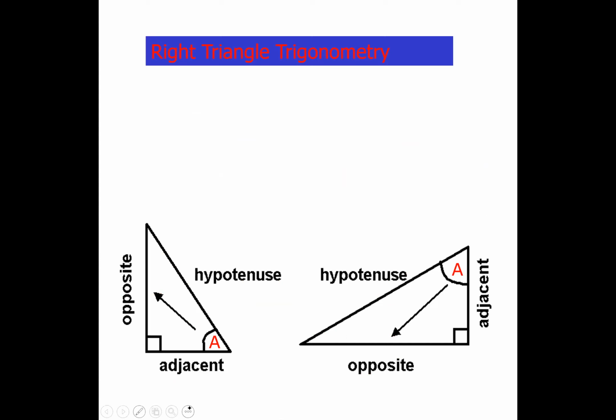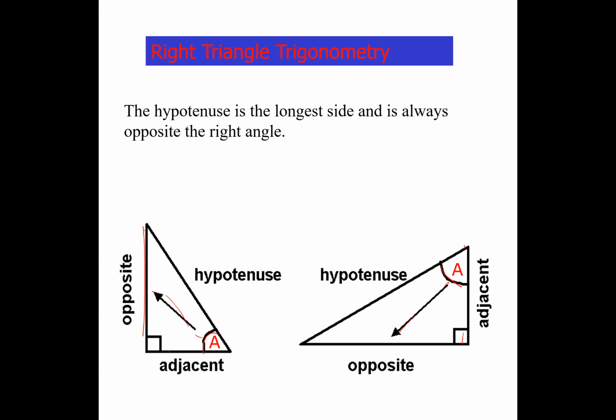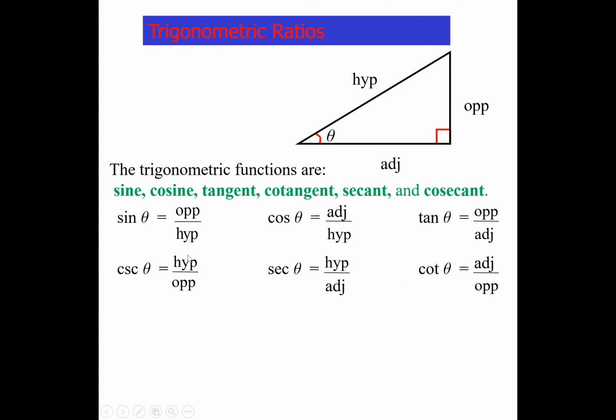Here is the opposite and here is the adjacent according to different angles. That means if the position of this angle is like that one, this is opposite and this is adjacent. If the angle is here, then the opposite is this side and the adjacent is this side. The hypotenuse is the longest side, which we know. Here are the ratios that I have written now.